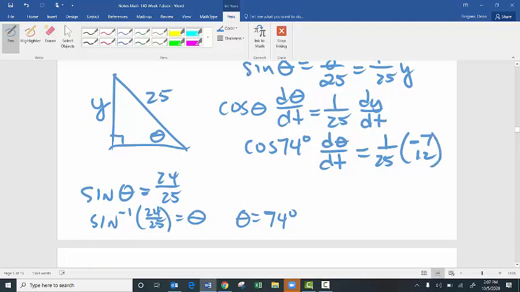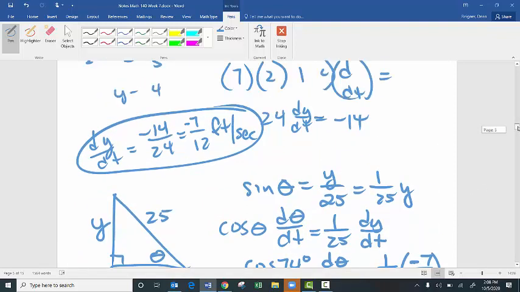Okay? All right, so now we're just ready to punch everything in our calculator. So you hit 1 divided by 25, and then you multiply it by negative 7 divided by 12, hit equals, and then you divide that by the cosine of 74, hit equals. So that'll give you how much your angle is changing. So negative 0.08. And the unit for that is always radians per whatever unit of time that is.